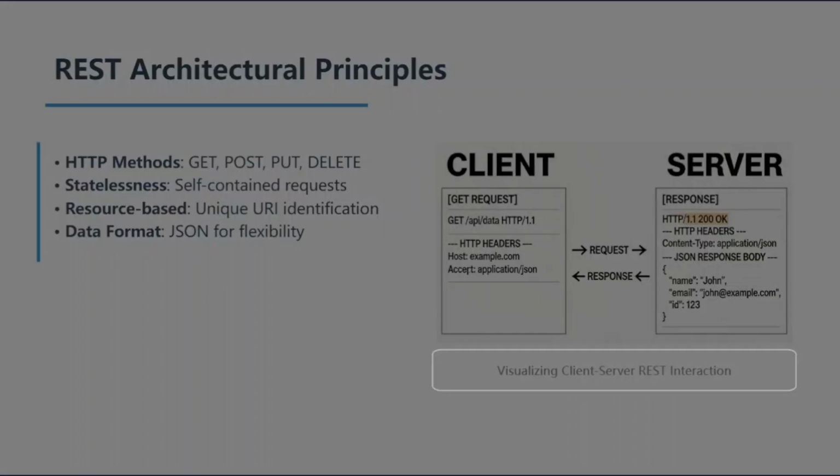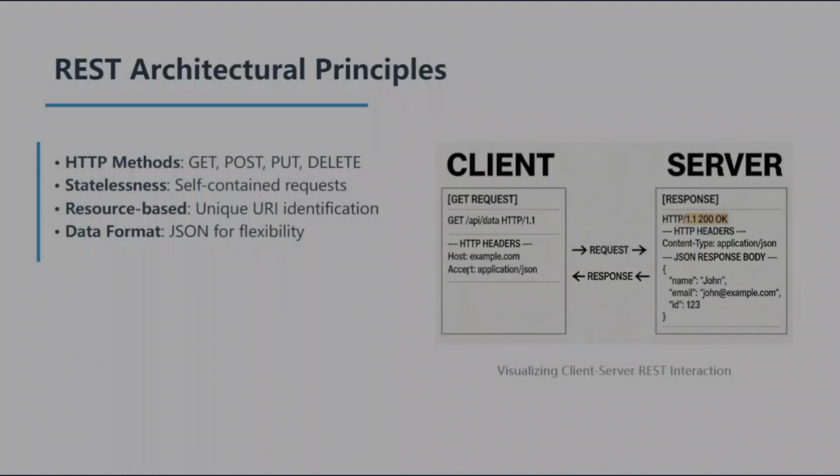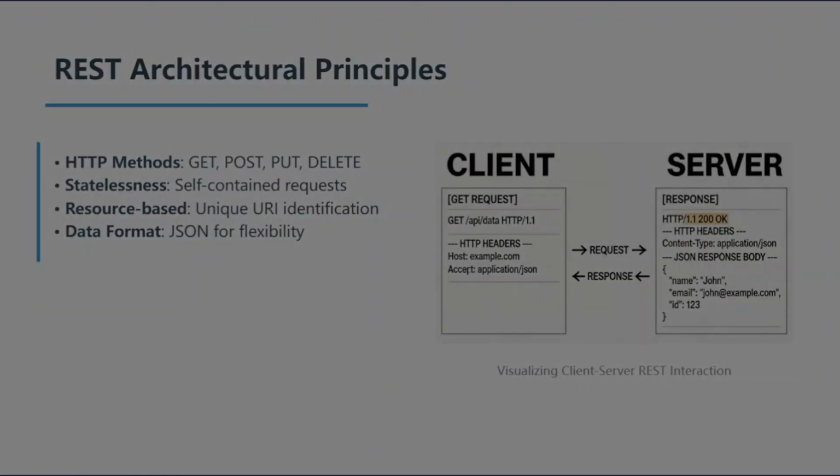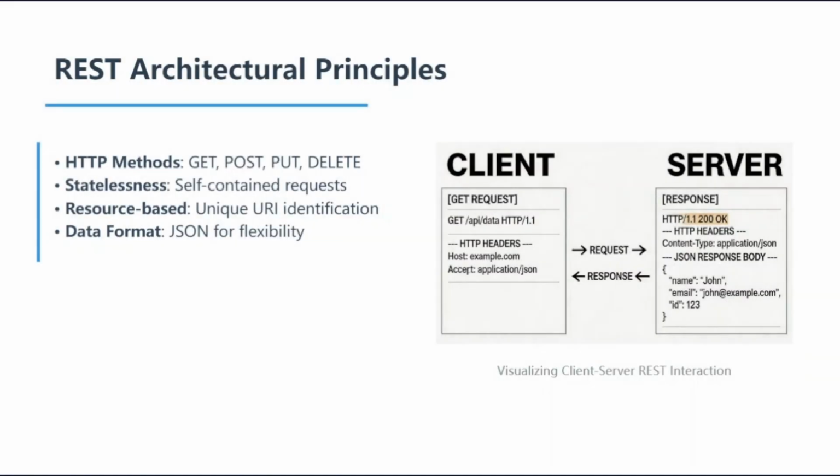Now, let's look at how this actually flows in practice. Notice in this interaction how the client and server are decoupled. The client sends a request to a specific URI, and the server responds with the data. This separation allows the front-end and back-end teams to work independently, which is a massive advantage in modern development. Keep this flow in mind, because we're about to see how gRPC handles things quite differently.